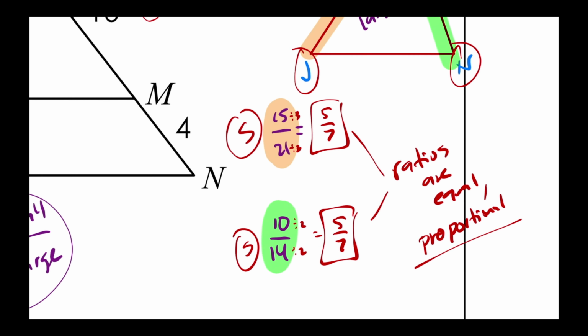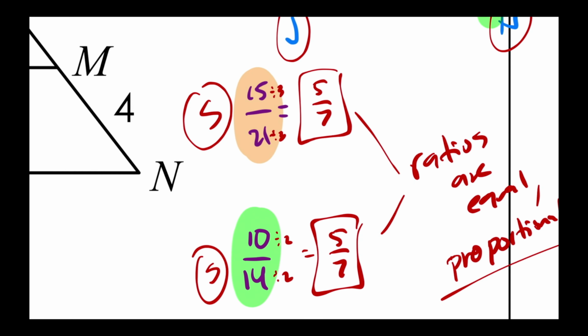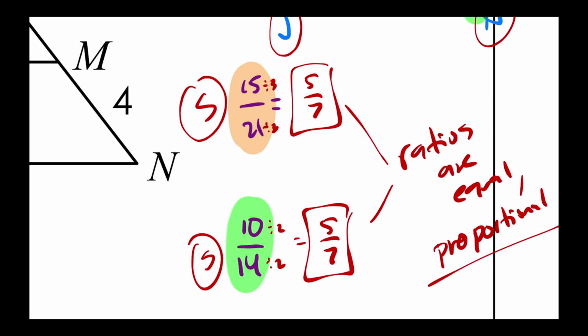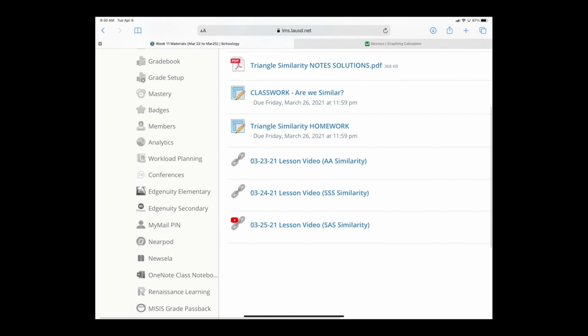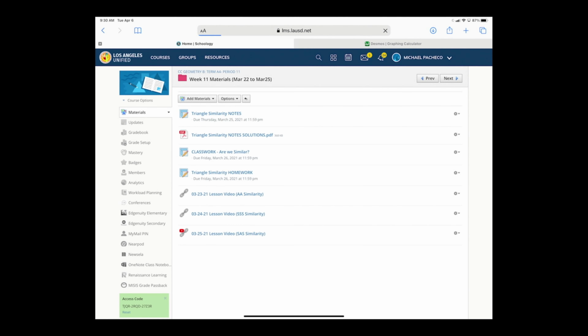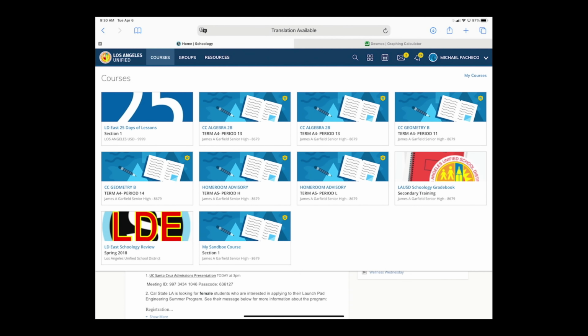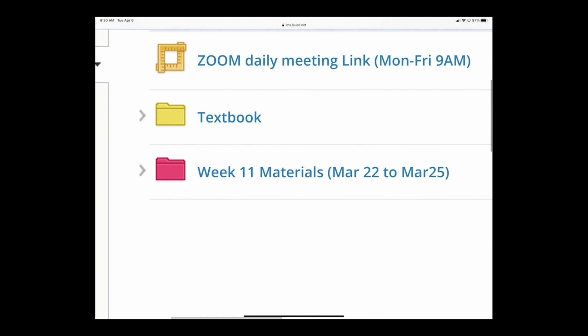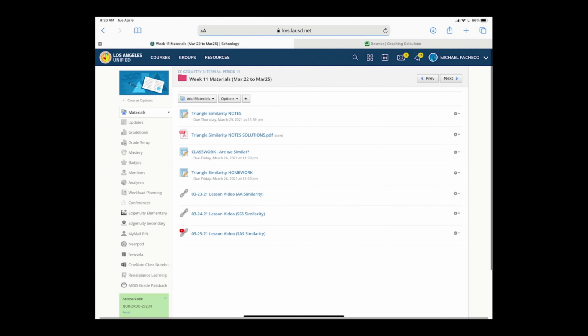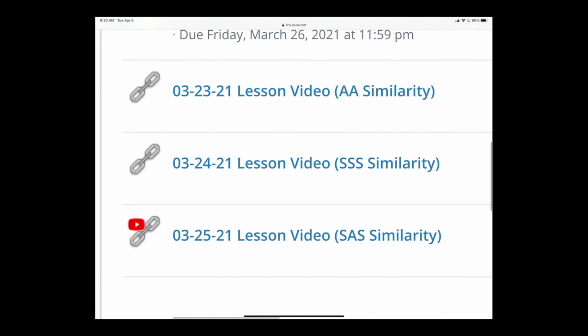Somebody said in the chat that Zoom is very blurry and they can't see me. So yes, if you go to Schoology, go to our course, which is period 11, and then go to week 11. That's the week before. This is week 12, and I didn't make a folder yet. But if you go to week 11, you'll see the videos from the last week before vacation. And it's a lot clearer.